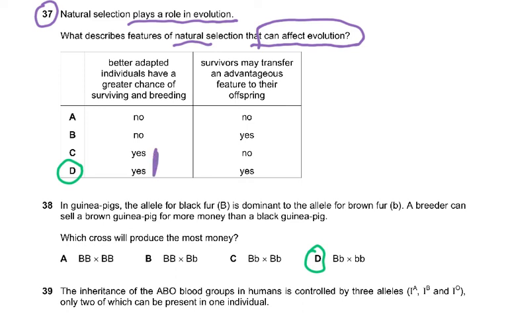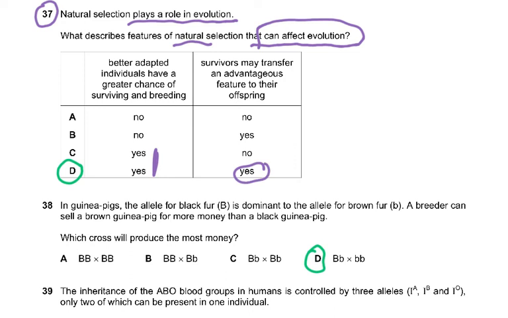Survivors may transfer advantageous features to their offspring. That is the whole story of natural selection and evolution: those that are better adapted will survive and pass on the better, desirable alleles to their offspring. So the whole generations will improve. So yes and yes. So the answer was D. Why?